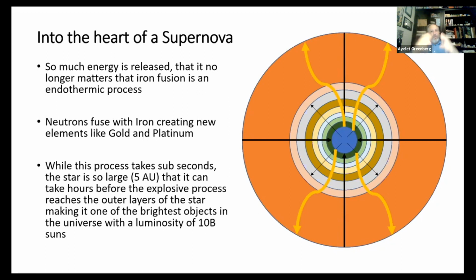Now, because all this is happening in the core of the star, and the outer envelope of the star is 500 million miles away, it actually takes time for that process to travel throughout the structure of the star. So even though the core collapse in the supernova happened in a matter of milliseconds, it can take hours for that to propagate throughout the entire star until it reaches the outer layers and breaches out, and the whole star explodes. And that's when we see the supernova, and it is an object that shines as strongly as 10 billion stars. That is the process of a supernova.